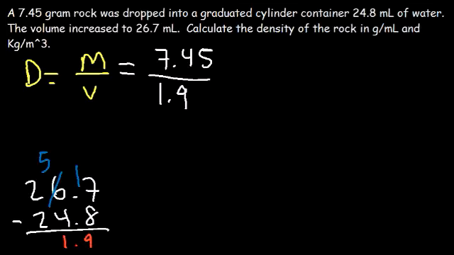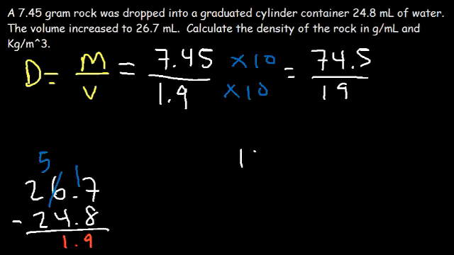If we use the calculator, 7.45 divided by 1.9 is about 3.92. But now, how can we do this without the calculator? Well, I guess we can resort to long division. So 1.9 divided by 7.45. Actually, before I do that, let's make this easier. If I multiply top and bottom by 10, this is basically 74.5 and 19. So now let's do long division.